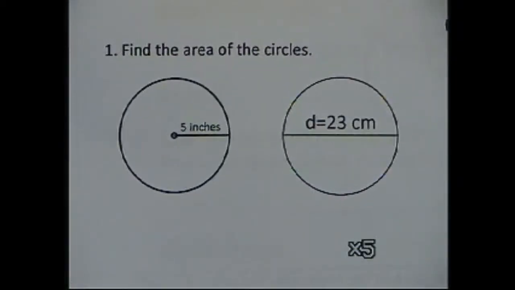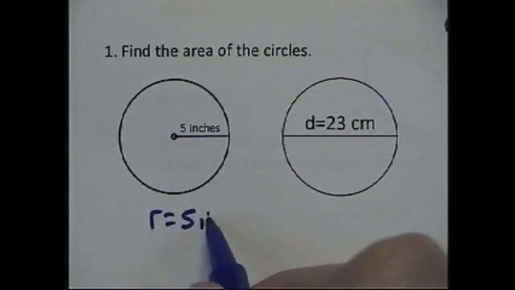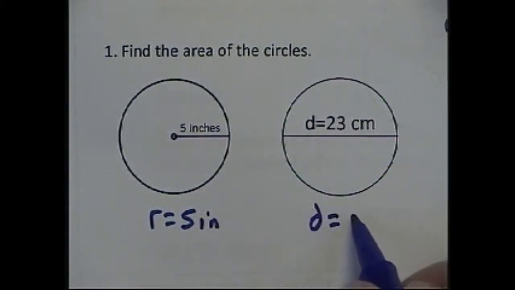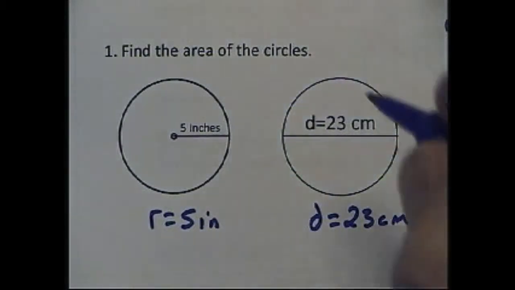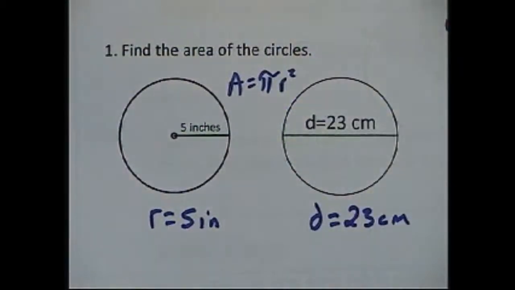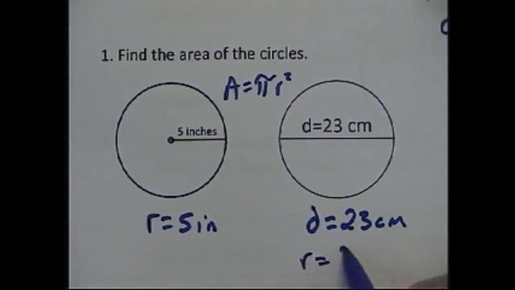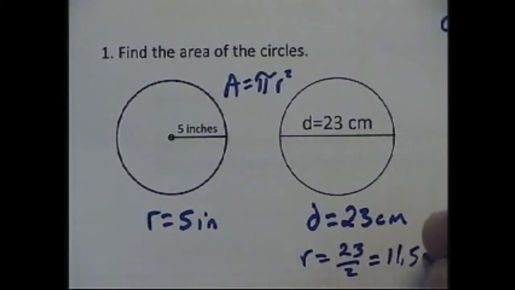find the area of the two circles. The reason that we've got two examples here is there's two things that you could be given in a circle. Here, we've got the radius is 5 inches. This one, the diameter is 23 centimeters. When we're trying to find area, we want to use the area formula, and that relies on radius. First example has radius already given. The second example, we will need to find it. The radius is the diameter cut in half. So we need to take 23, divide by 2. We end up finding that our radius is 11.5 centimeters.